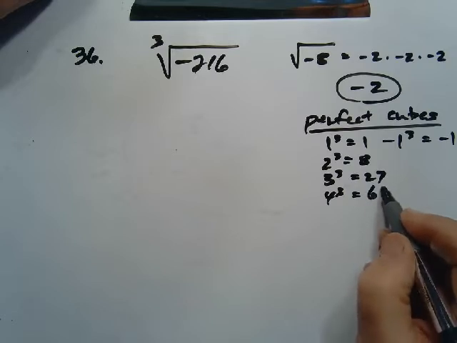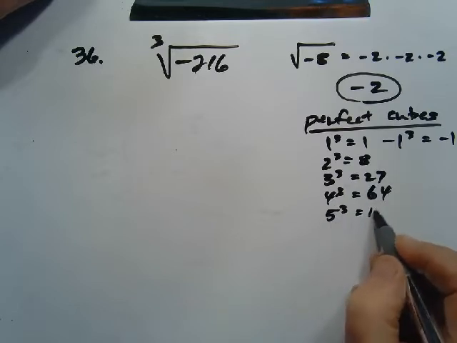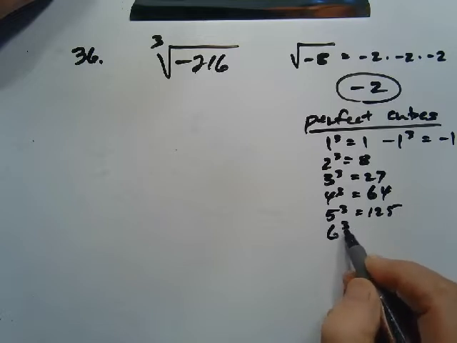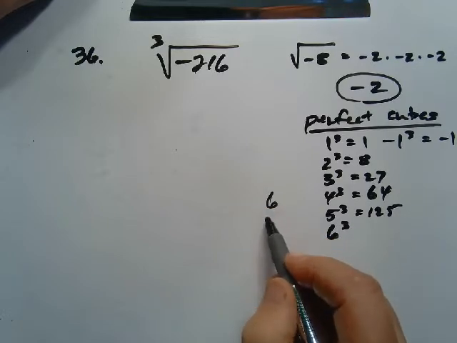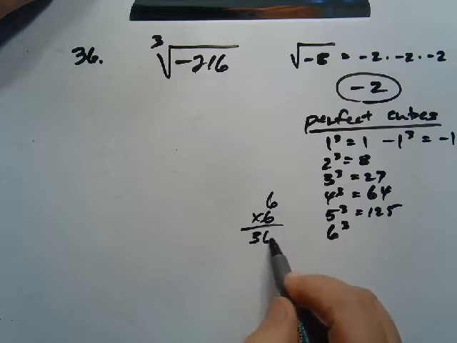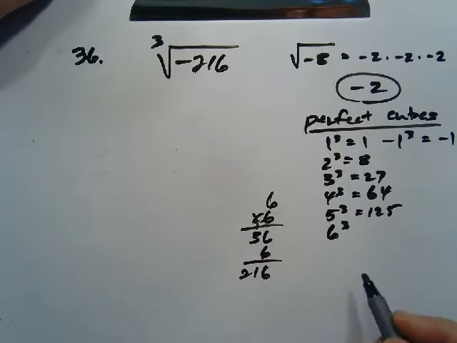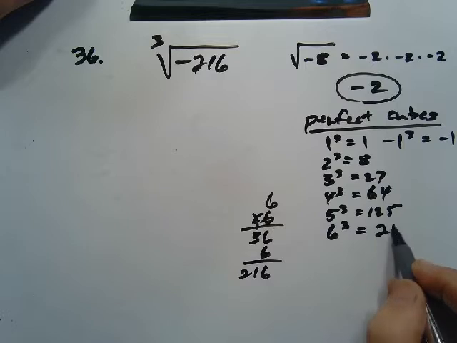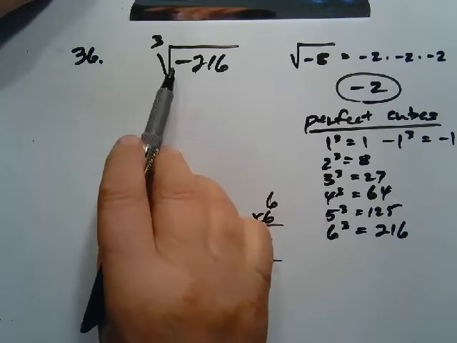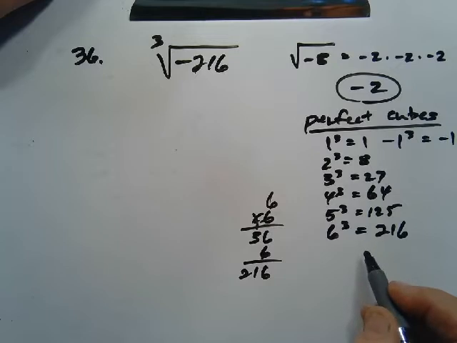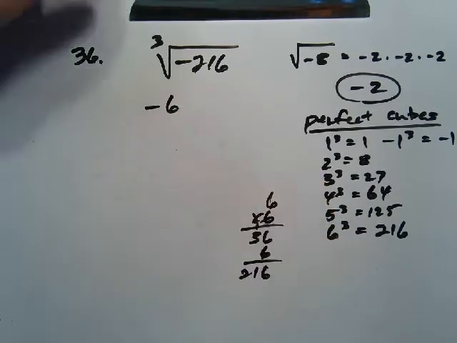64. Yeah, 64. 4 times 4 is 16, times 4. 5 cubed is 125. 6 cubed, I think it's 216. Let's find out here. 6 times 6 is 36, times another 6. Yeah, that's 216. So the cube root of 216 is going to be 6. But we want the cube root of negative 216. So the answer here is going to have to be negative 6.